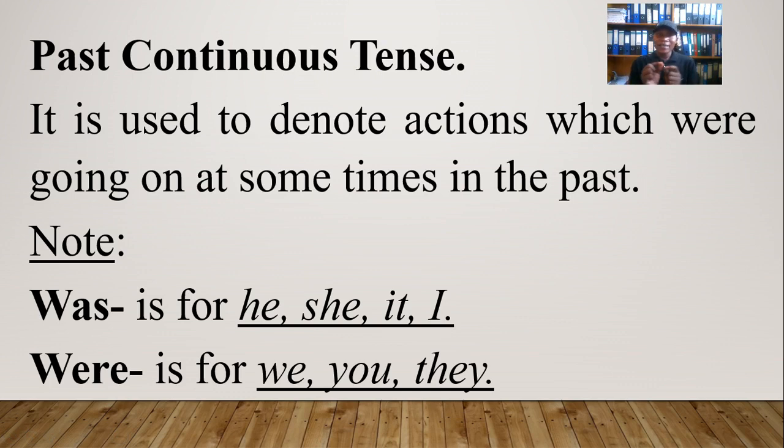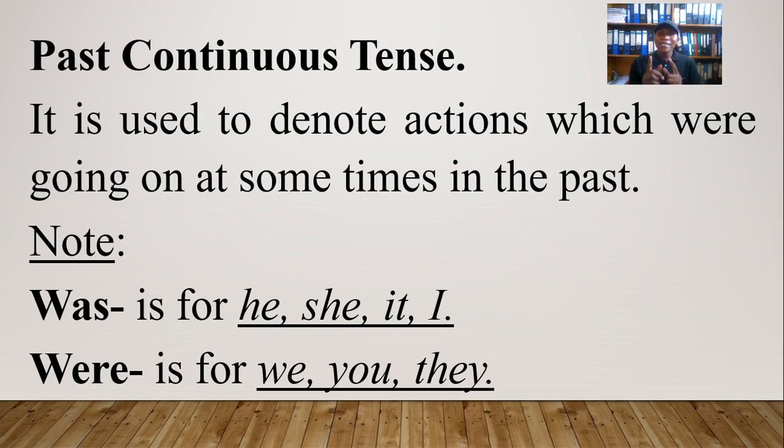Now, when we say past continuous tense, here we are talking about a tense which is in a past form or past time, but in that past time the action was continuing, was going on, was progressing, or in a progression form. We talk about a tense division which shows actions which were going on at some times in a certain period of time, but in the past.